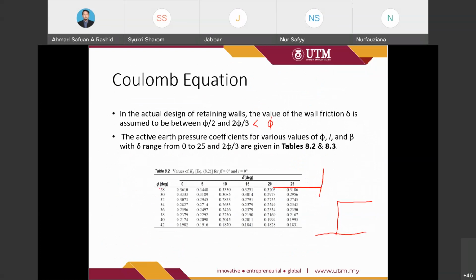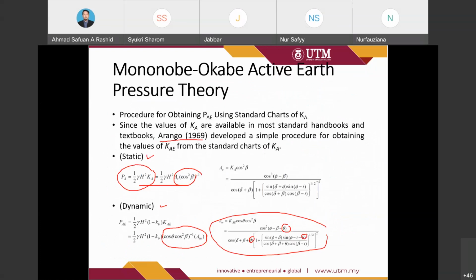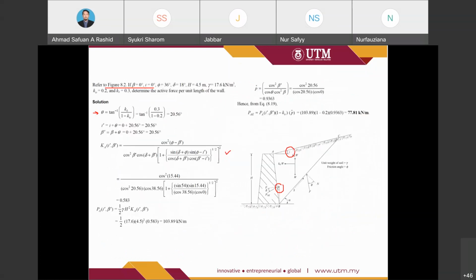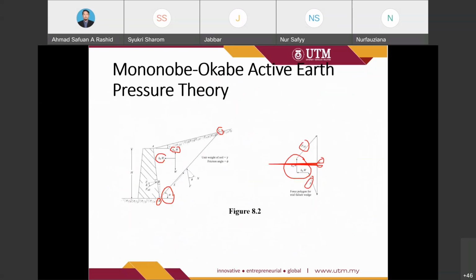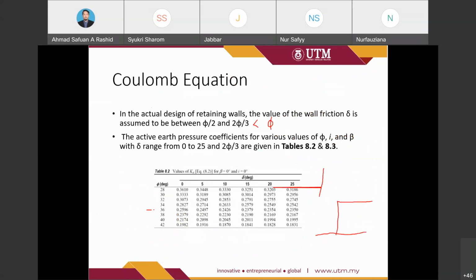So the degree of the phi is equal to, what is the value of the phi? The phi is equal to 36. Okay, this is 36. The beta is equal to 0. However, the sigma is equal to 18. So it's very difficult to get the strict value unless we do the interpolation.